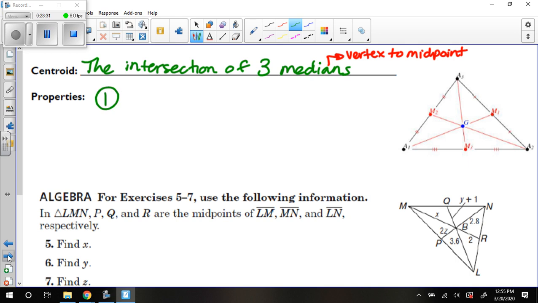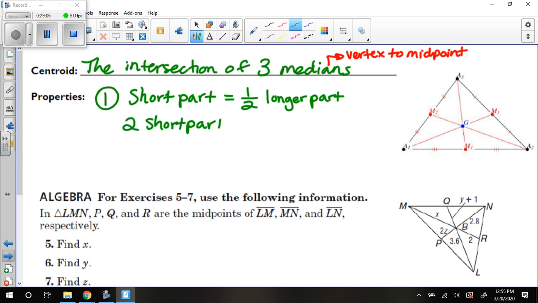Some properties for the centroid. Your first property is that the short part of the median is going to be half of the longer part of the median. Or, if you want to flip that around, we can say 2 times the short part would be equal to the longer part.